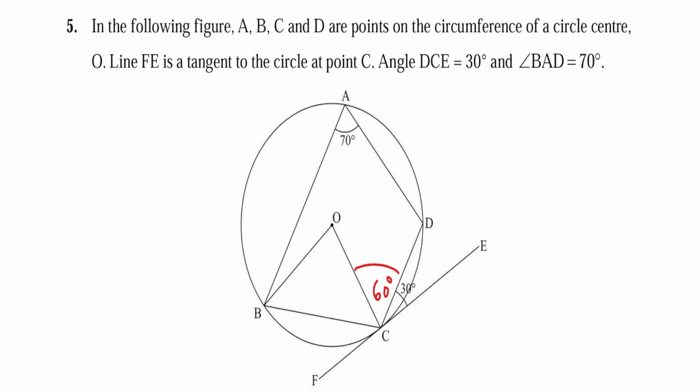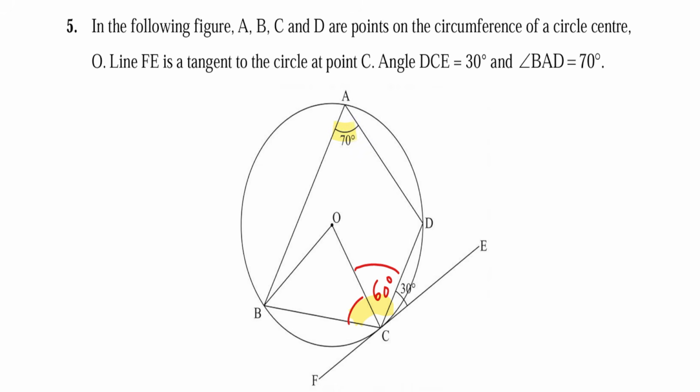Now another thing is this angle here, angle BCO. How do you get angle BCO? We say that opposite angles in a cyclic quadrilateral add up to 180. This plus this one should add up to 180 because the whole thing is a cyclic quadrilateral. So the opposite angles should add up to 180.